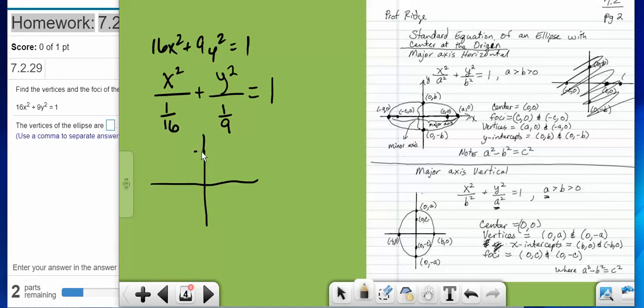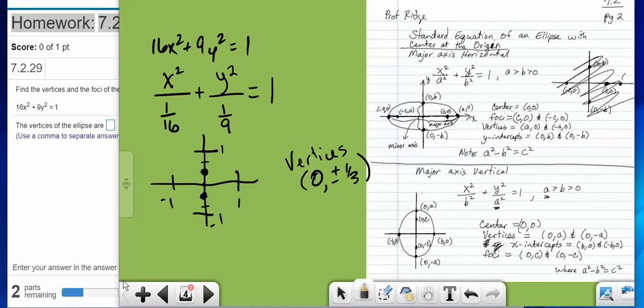So if this is 1, -1, we're going to get, so this is the bigger one, so square root of 1/9 is 1/3, so right about there, that's going to be your vertices. So your vertices will be 0 plus or minus 1/3.